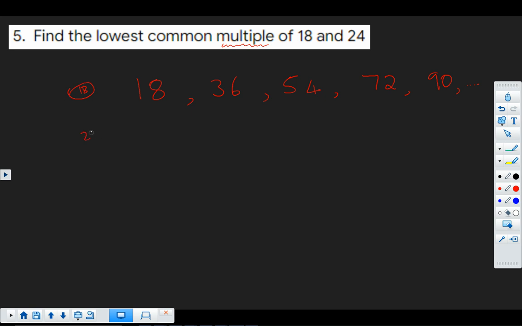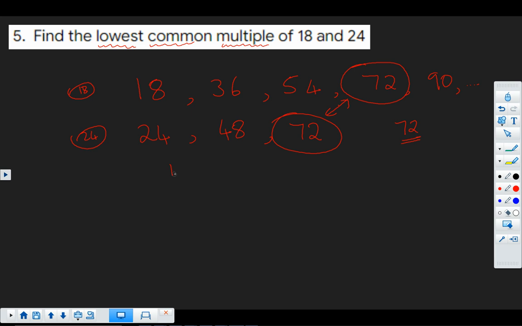If we have multiples of 24, we've got to do the same thing. We've got to count in 24s. 24, 48, 48 and 24, 40 and 20, 68, plus 4, 72. Oh, hello, I can stop there because I found the lowest common multiple. So common means that they're the same, right? So the lowest common multiple is 72.